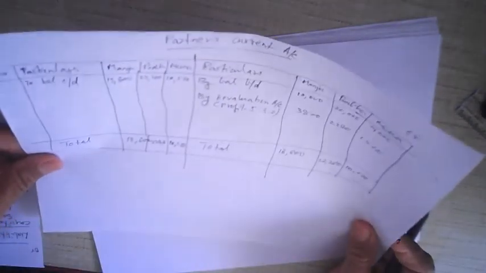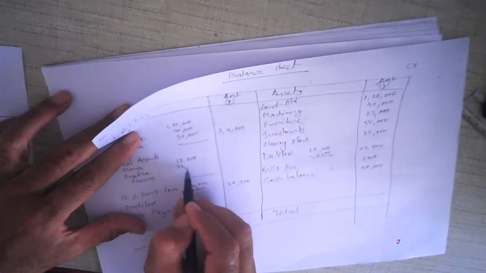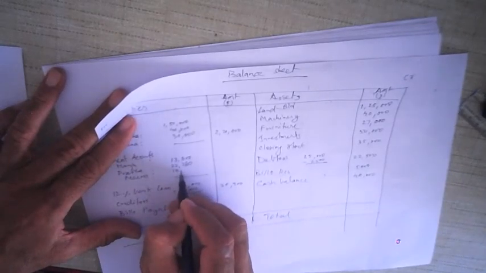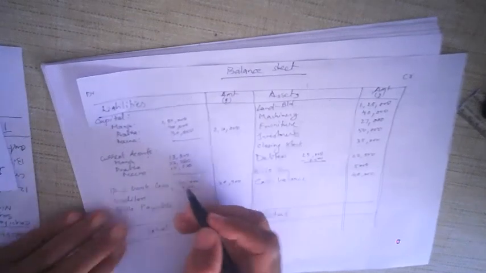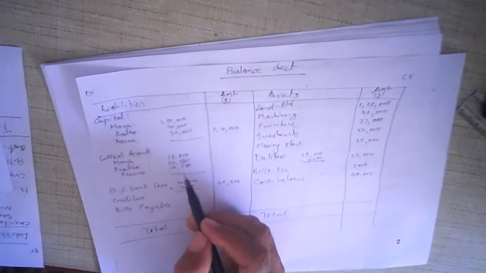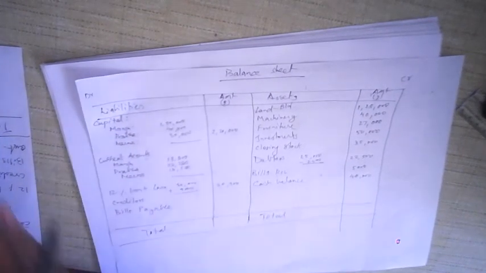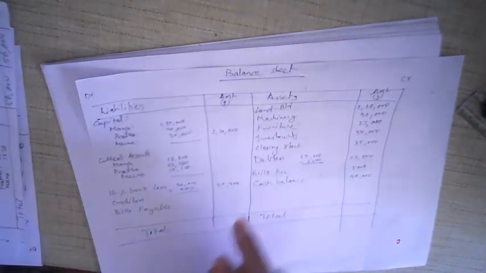Then 22,280, and 10,520. So their amounts have increased. This is where the change has occurred. The amounts have increased, and therefore we will just make the total.